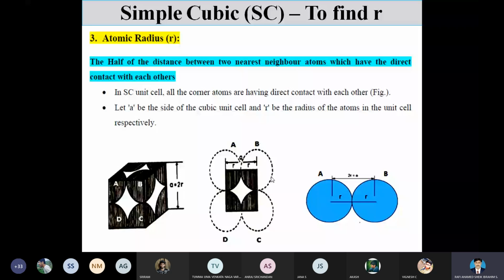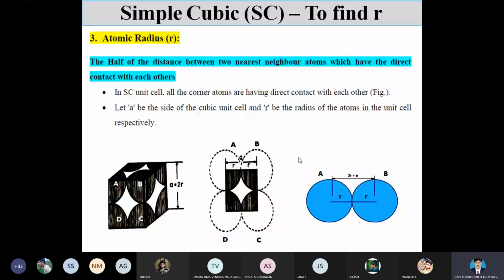So to find the atomic radius, I am going to consider this crystal structure. You can see the first structure. This first structure is the main structure. Here we have considered only the corner atoms. From this structure, I am going to consider the first portion, that is, the front view. Front view, A, B, C, D. So in the front view, we can see that we have 4 atoms. Out of these 4 atoms, we can consider any two atoms that are in direct contact with each other.